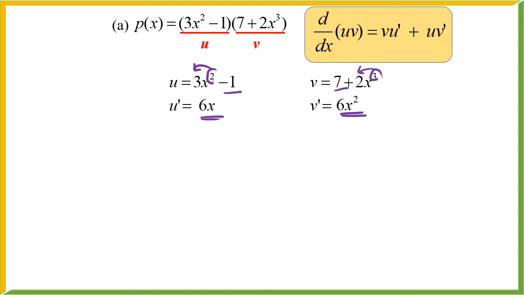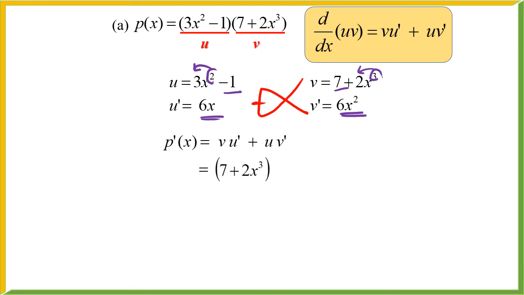Now applying the product rule. So what do we have? By using the cross fish, I will have v u prime plus u v prime. So add up this one. So v is 7 plus 2x cubed, multiplied by u prime which is 6x, and then plus the u which is 3x squared minus 1 multiplied by v prime which is equal to 6x squared. And then now you just have to expand and simplify everything lah. Or you can actually factorize out 6x. Here we have 6x, here we have 6x squared. It's up to you lah.